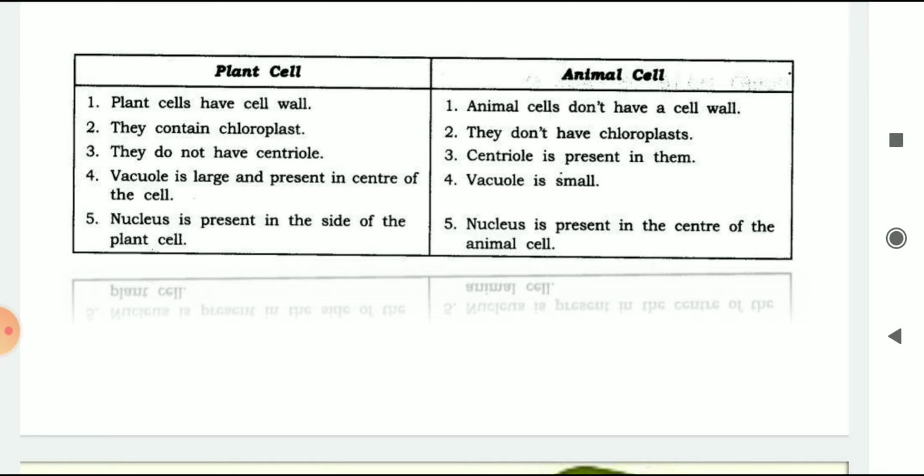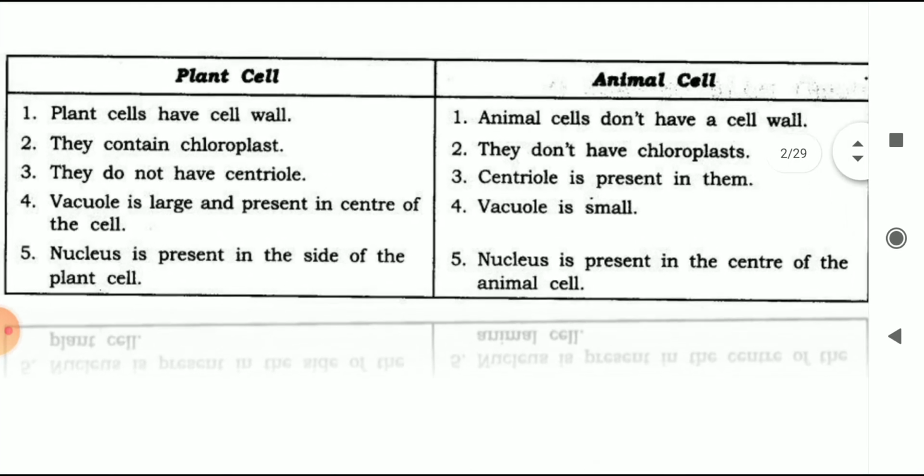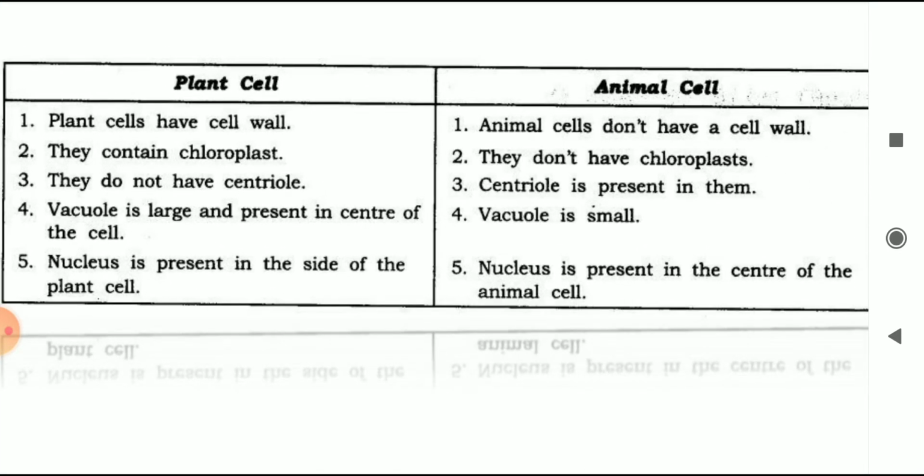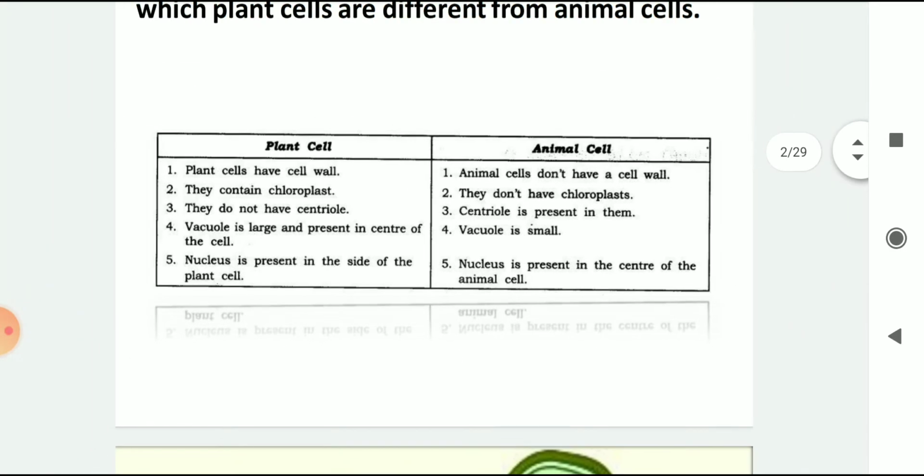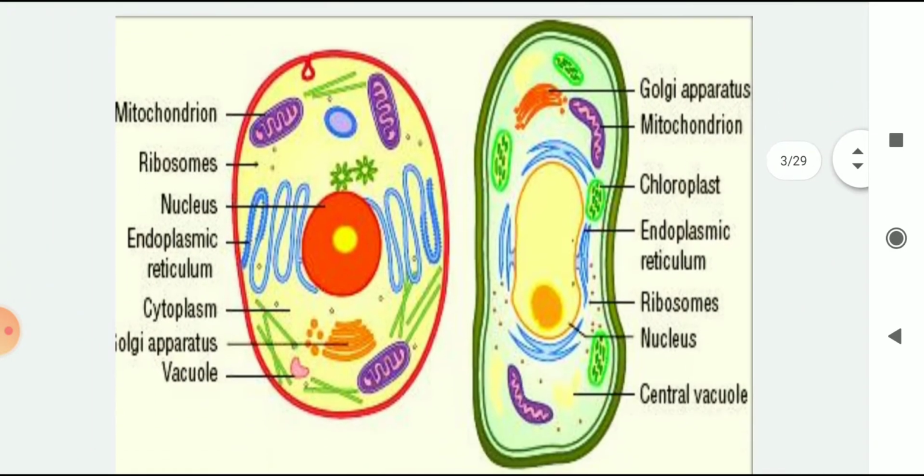When we talk about plant cells, their vacuole is large and it is present in the center of the cell. When we talk about animal cells, the vacuole is present but it is very small. In plant cells, the nucleus is present at the side of the cell, while in the animal cell, it is present in the center of the cell. While you are writing this answer, please mention this diagram also so that everything will be clear at a glance.